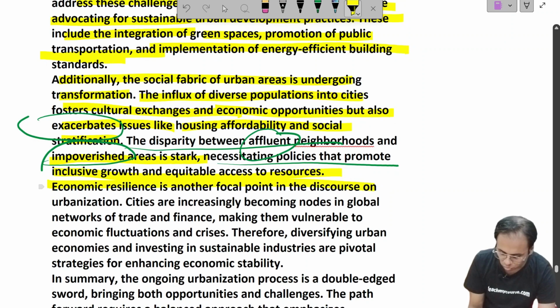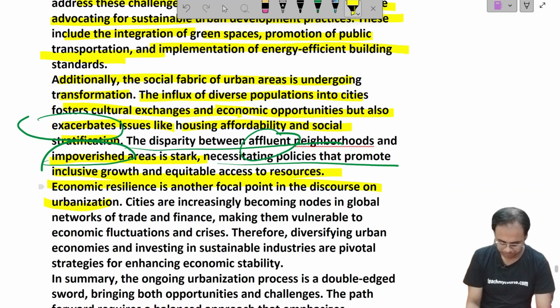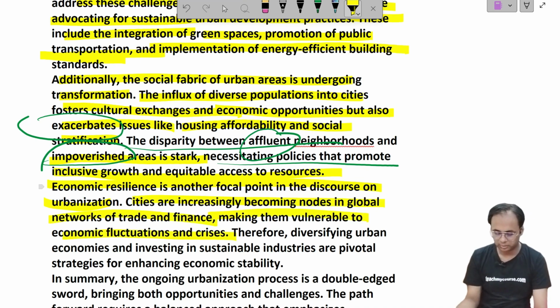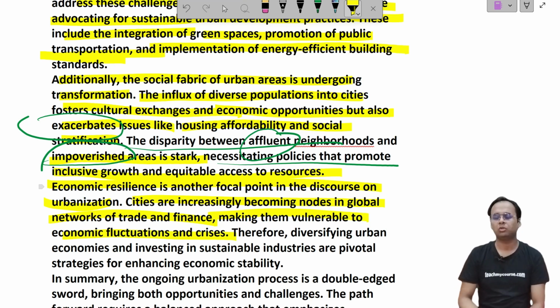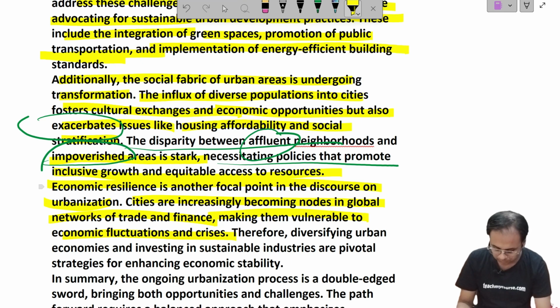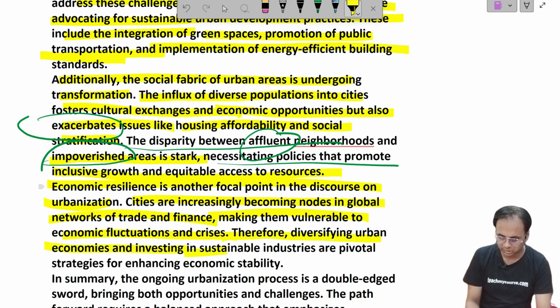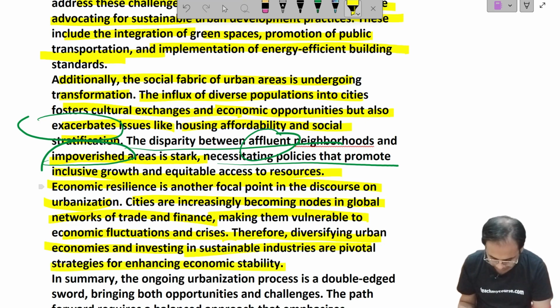Economic resilience is another focal point in the discourse on urbanization. Cities are increasingly becoming nodes in the global networks of trade and finance, making them vulnerable to economic fluctuations and crises. So they are the epicenters of trade and finance. At the same time, they are more vulnerable to economic crisis because once the economic crisis comes in, they will be the worst affected ones. Therefore, diversifying urban economies and investing in sustainable industries are pivotal strategies for enhancing economic stability.